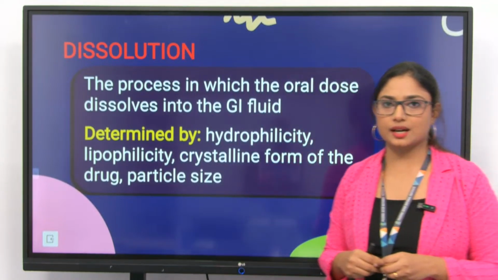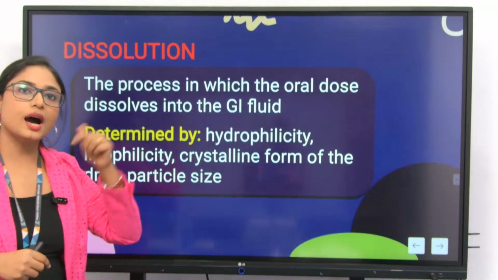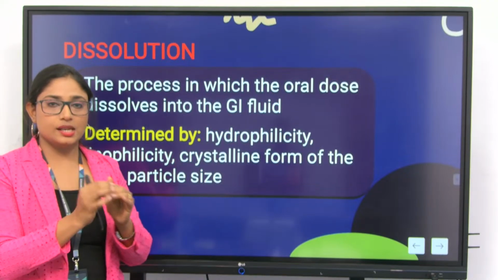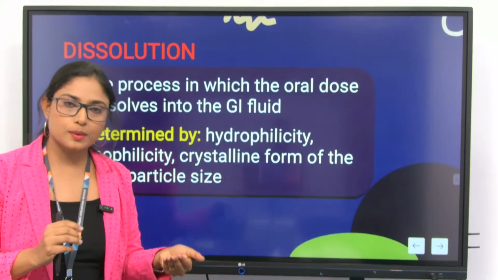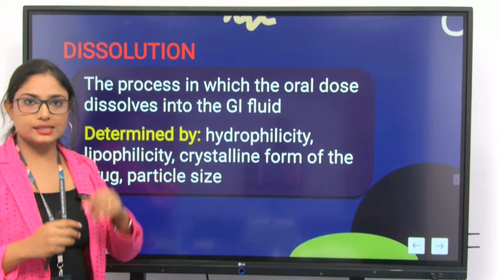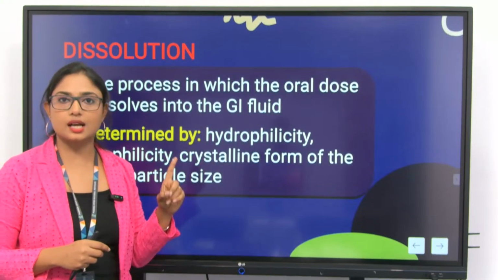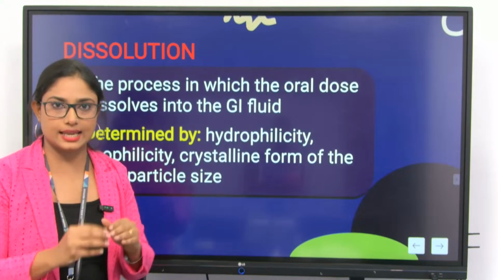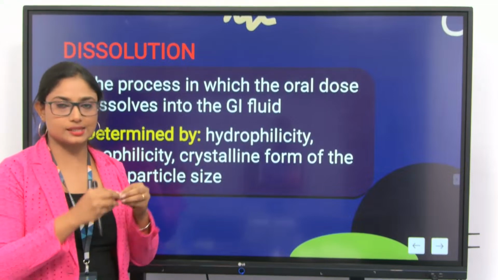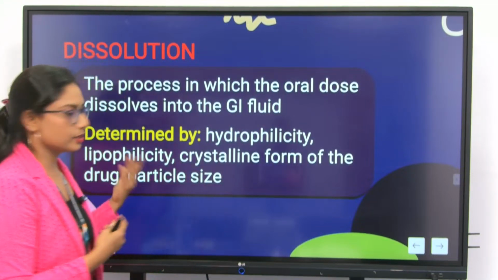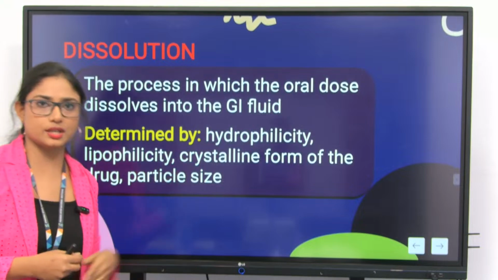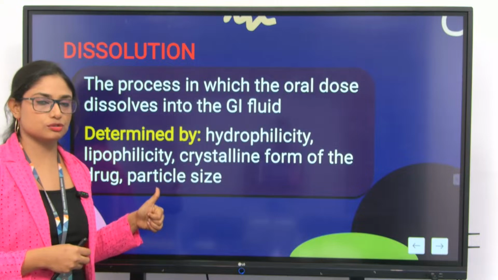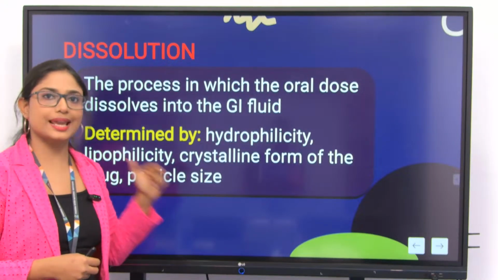So when we formulate a drug, it should be both hydrophilic as well as lipophilic. That means it should contain both a hydrophilic group as well as a lipophilic group. Because for dissolution, the drug should possess some hydrophilicity, water-loving nature, because as you all know, GI fluid is hydrophilic. So for a drug to dissolve in the GI fluid, it should be hydrophilic. Now, if the drug has more lipophilic functional groups, the dissolution process will take time.